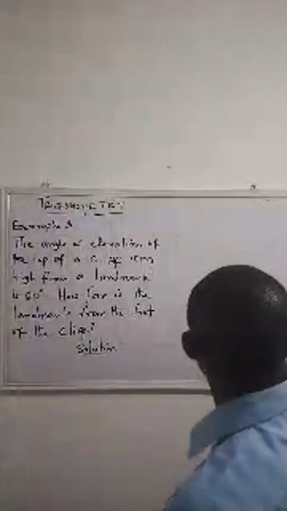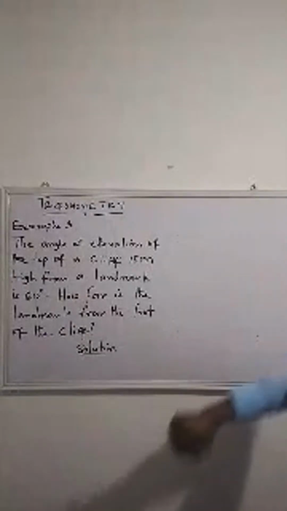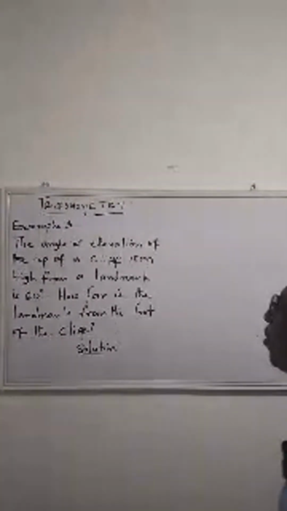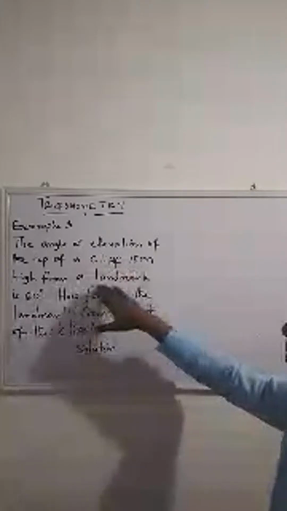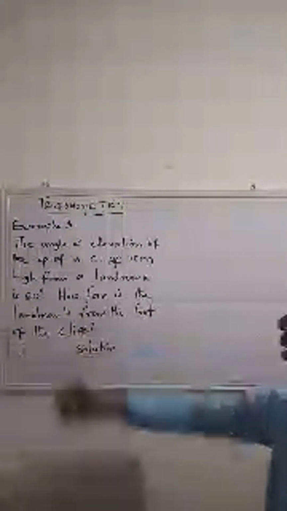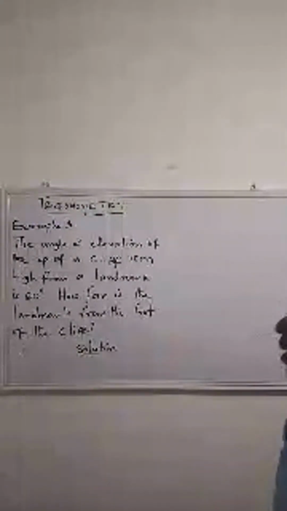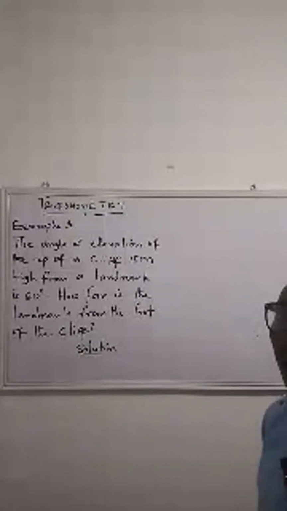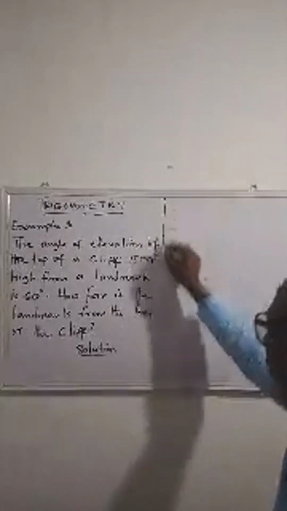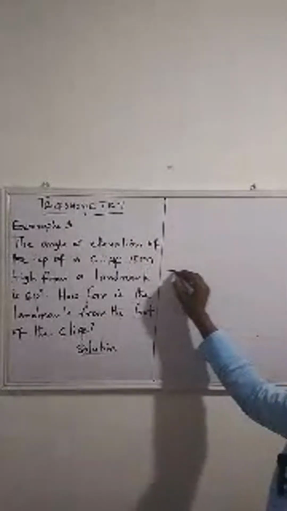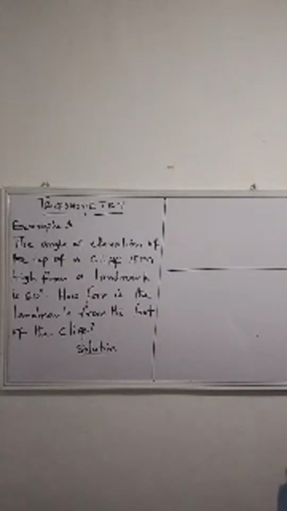Okay, this is another wonderful question. Now let's look at the question together. The angle of elevation of the top of a cliff 15 meters high from a landmark is 60 degrees. So how far is the landmark from the foot of the cliff? This question is telling us we have a cliff, so you draw your horizontal ground. That's the first thing we draw.